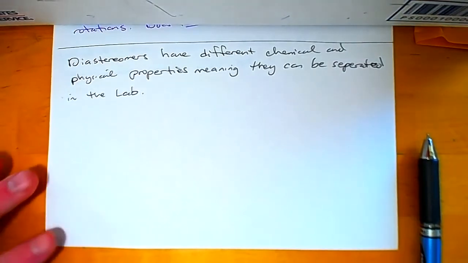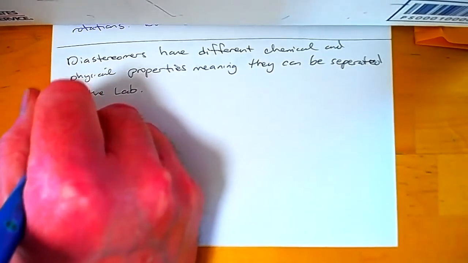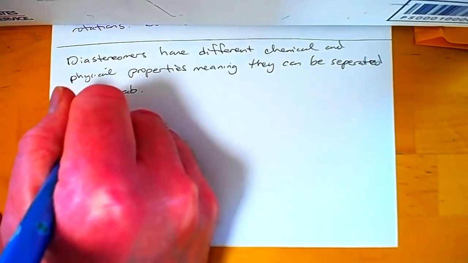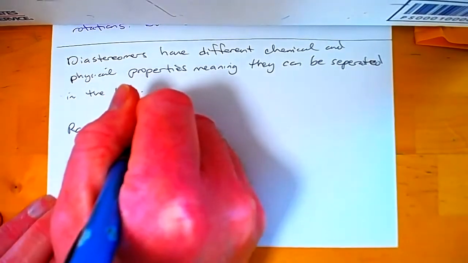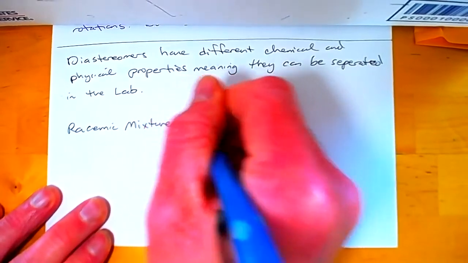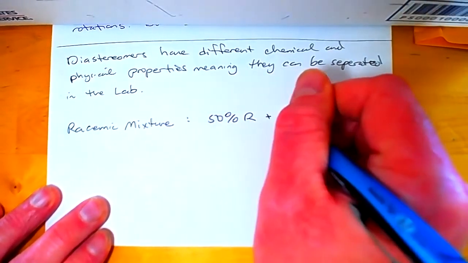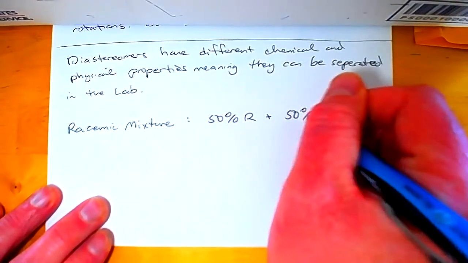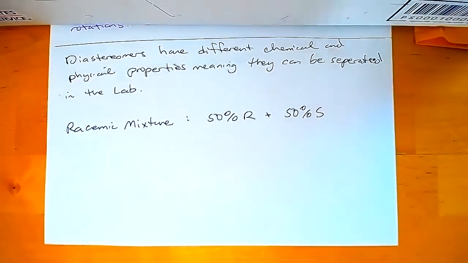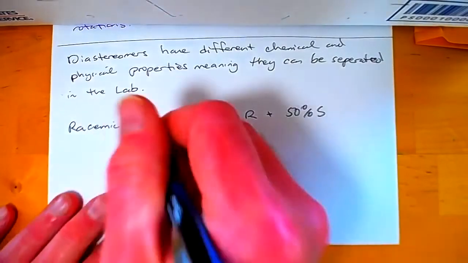Okay. Now, all of that being said, there is a type of mixture that I want you to be aware of, which is called a racemic mixture, and we're going to see this a lot in the next chapter. And a racemic mixture is a mixture that's 50% R and 50% S, okay? And so no selectivity for one isomer or another.